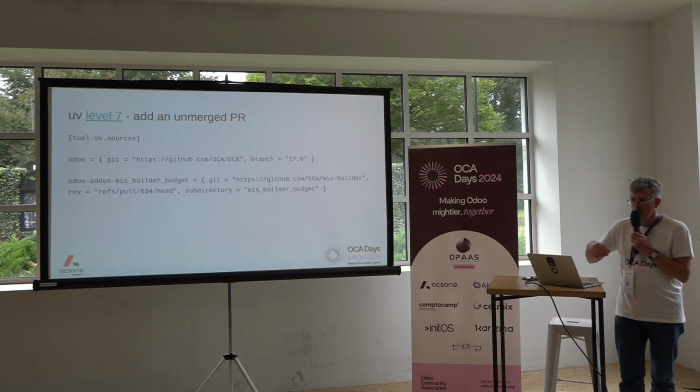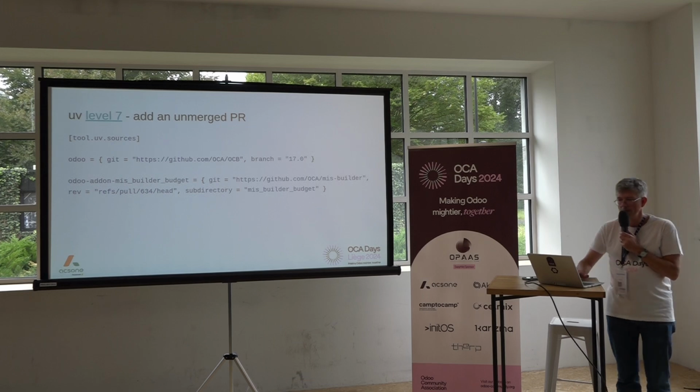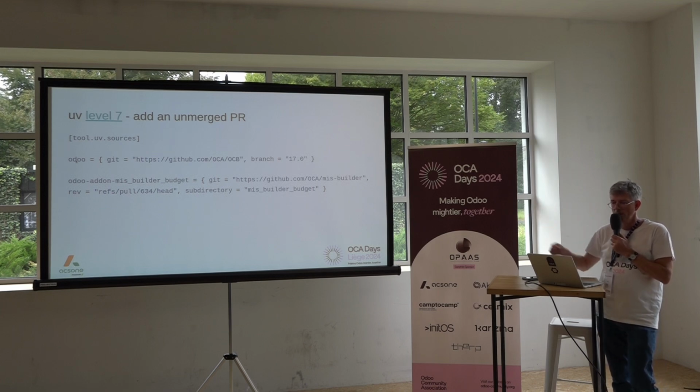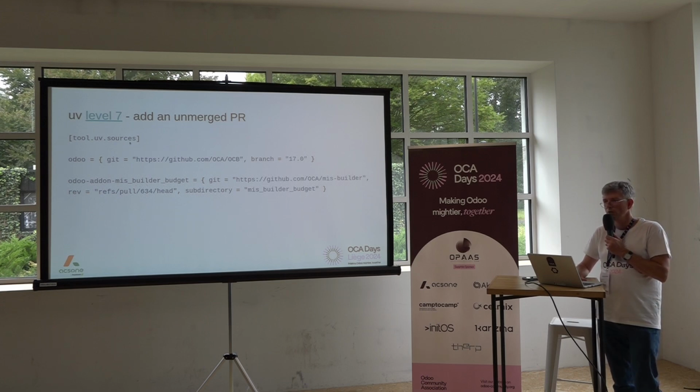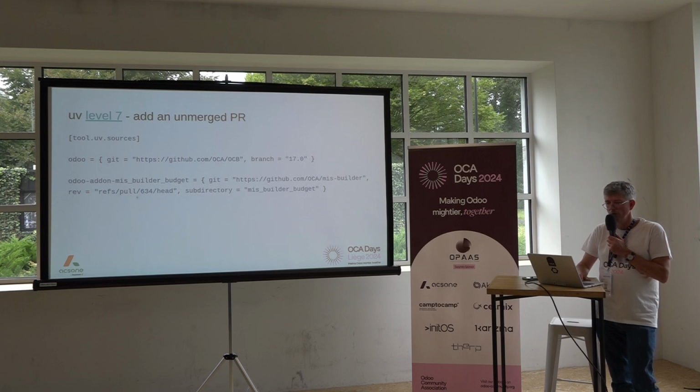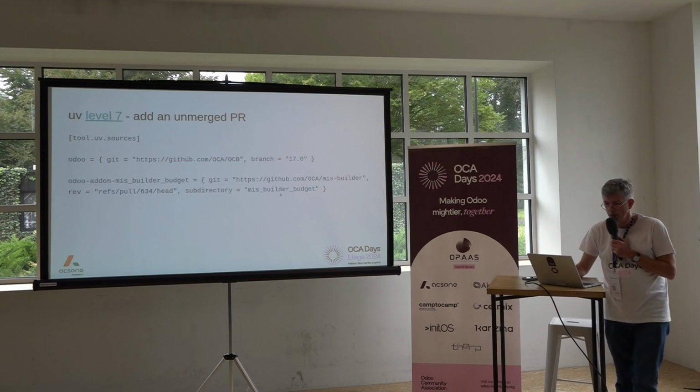And to add an unmerged pull request, the syntax is going to be this. So remember, we had this requirements.txt syntax at the beginning with the git blah, blah, blah. In this case, you put that in tool.uv.sources to say that missbuilder, you don't get it from PyPI. You get it from this git source. So you give the git repo, the same syntax for the revision, for the pull request, and the subdirectory where the project is.